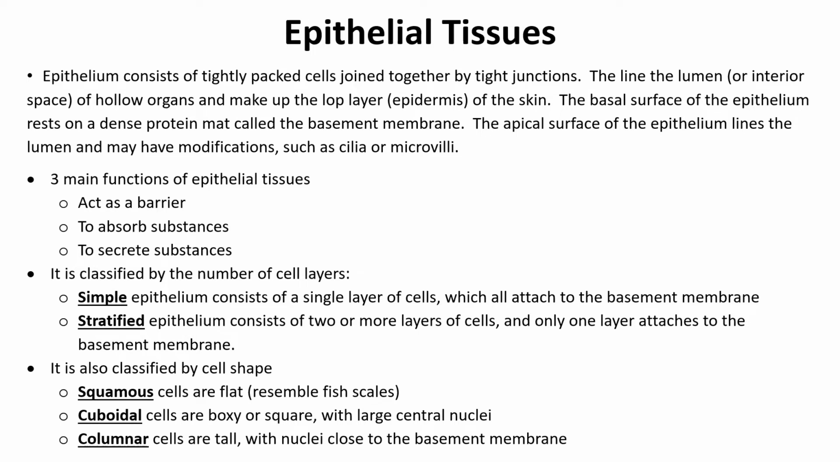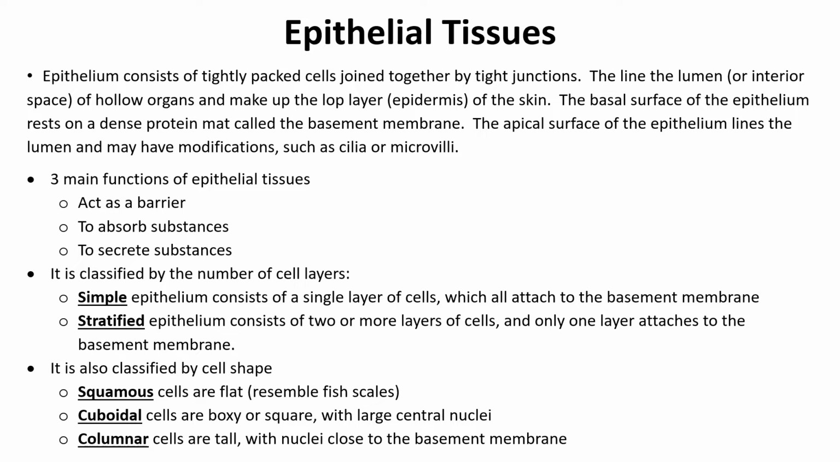You can take a chance to read through this. Basically what it tells you is we classify them based upon the number of cell layers. That is either simple, meaning one single layer of cells, all are attached to the basement membrane, or stratified, which means there's two or more layers of cells and only one layer, the very bottom layer, remains attached to the basement membrane. And then we also classify them based upon the shape of the cell making up the epithelial tissue.